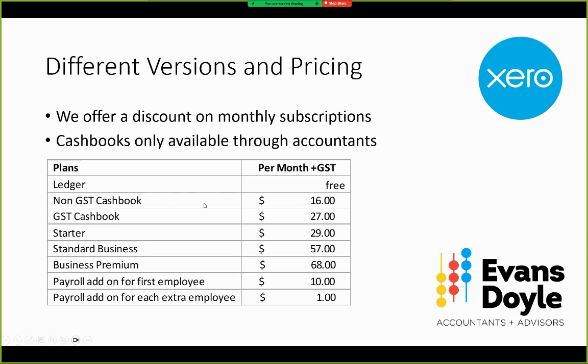A non-GST cash book. That means that you've got access to the bank feeds coming through automatically into your Xero file, but you can't prepare a GST return and you can't do your invoicing through Xero. And in a moment after the slide, I'm going to show you how to do invoicing and how to do GST returns in Xero. This is the price per month. A GST cash book, that is, again, the bank feeds come in and you can do your GST returns through Xero, but you can't do invoicing through Xero.